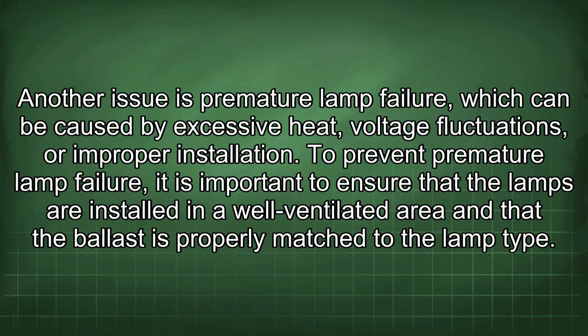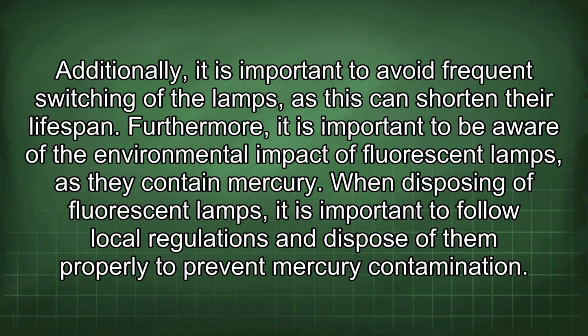Another issue is premature lamp failure, which can be caused by excessive heat, voltage fluctuations, or improper installation. To prevent premature lamp failure, it is important to ensure that the lamps are installed in a well-ventilated area and that the ballast is properly matched to the lamp type. Additionally, it is important to avoid frequent switching of the lamps, as this can shorten their lifespan.